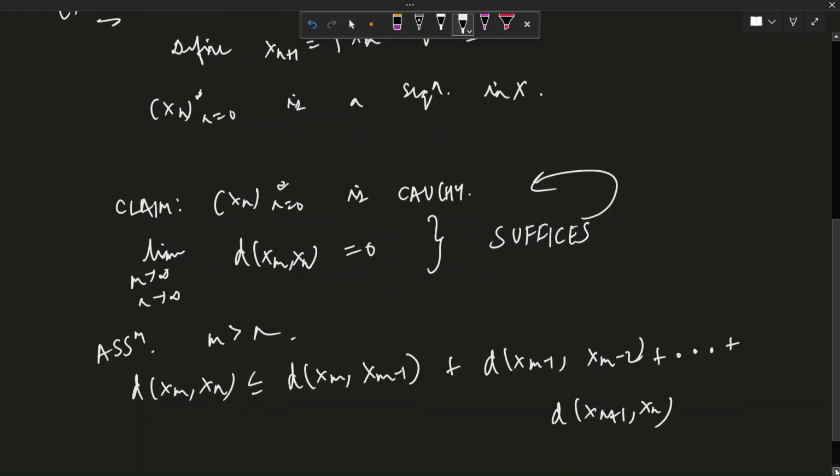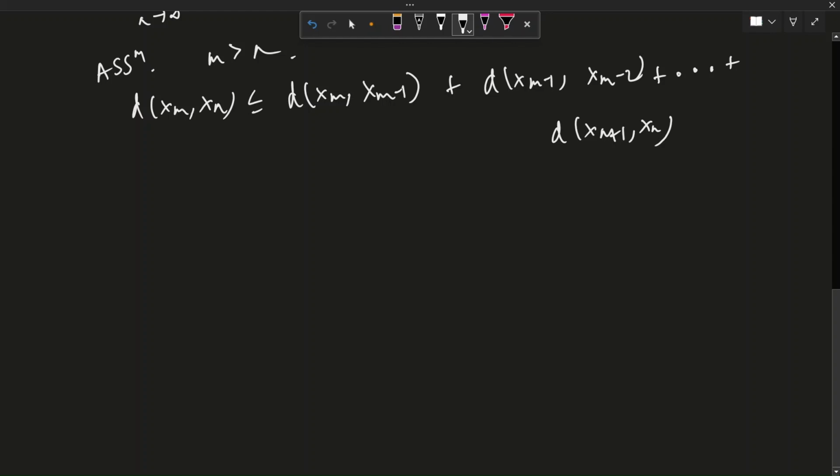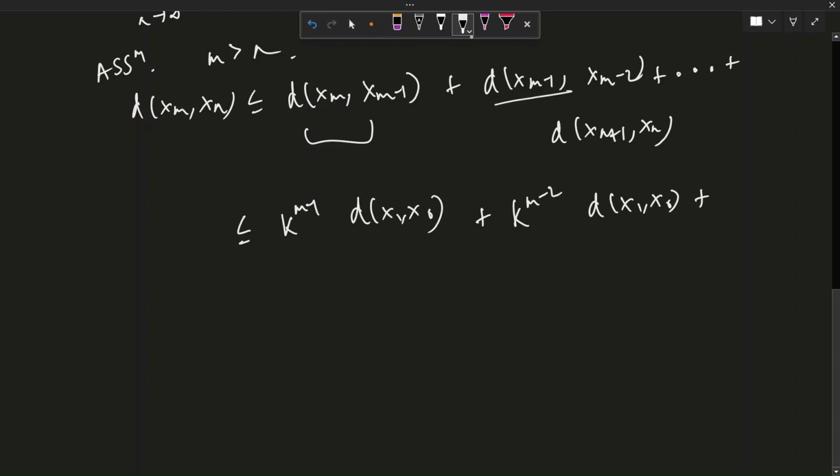Cool? There we go. Now I want to write this inequality in multiples of d(x1, x0), and if you check it, do some work on your own, you will notice that this is less than or equal to k to the m minus 1 times the distance between x1 and x0. All you have to do is repeatedly apply the transformation and the definition of contraction to get this, and then for this one we have k to the m minus 2 times the distance between x1 and x0, so on and so forth.